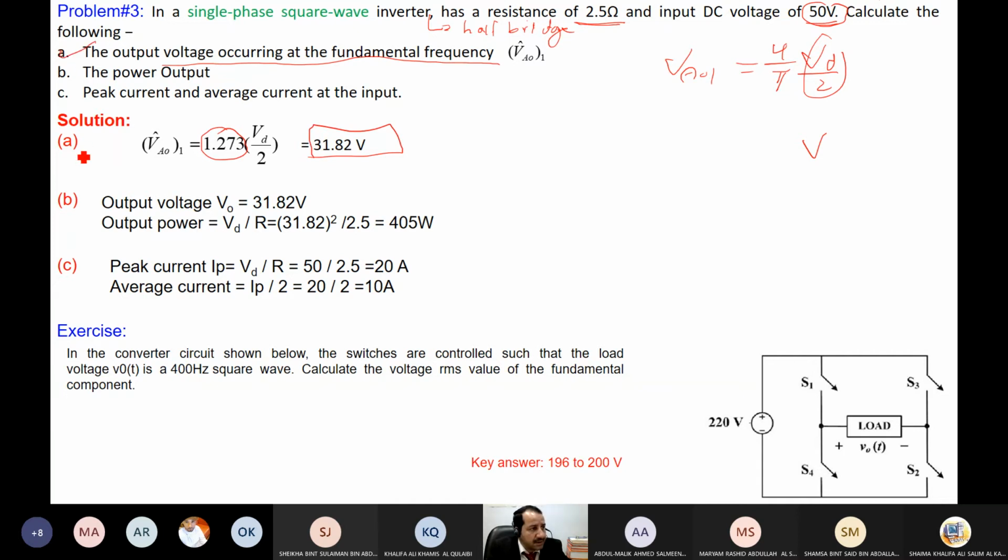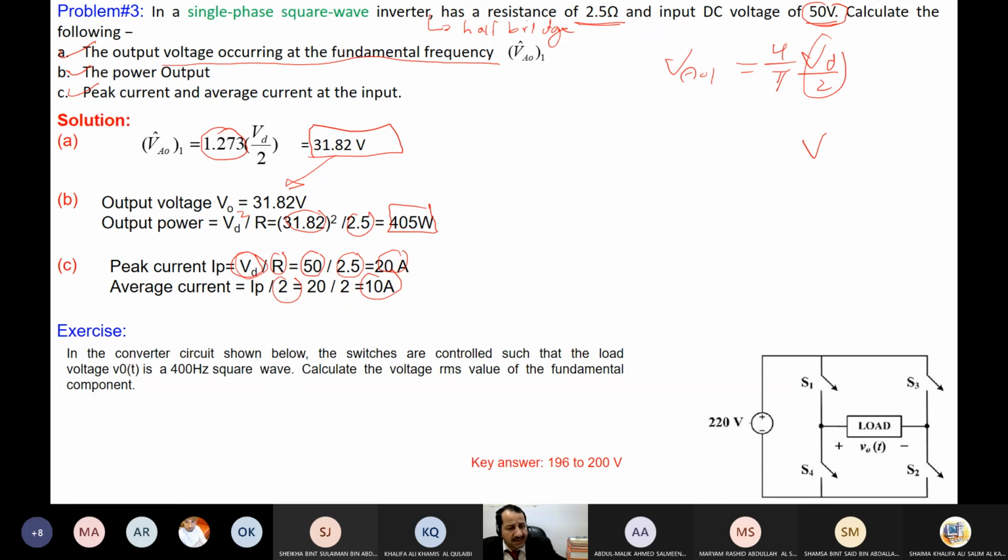Now the second point: calculate the output power. The output voltage is already calculated. Output power will be V square over R. You have V, you have R given in the question, so directly you get the power. The last point is peak current and average current at the input. Peak current is peak voltage over the resistance. We assume there are no losses in the circuit. V input is 50, given in the question, divided by the resistance, it gives me the current. If I want to find the average, I will divide by 2 because I have 2 switches. So it will be 10 amp.